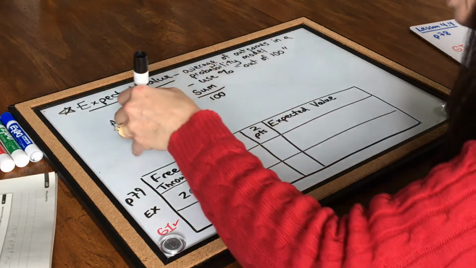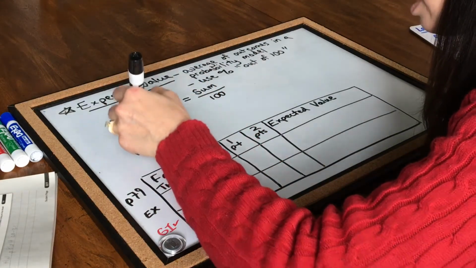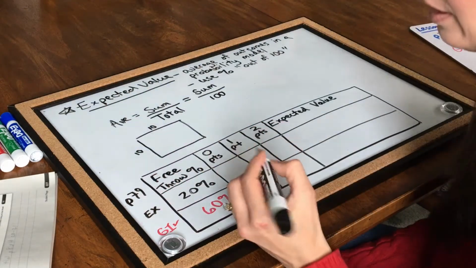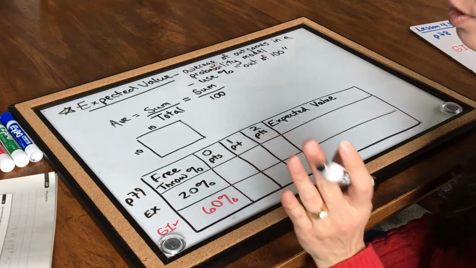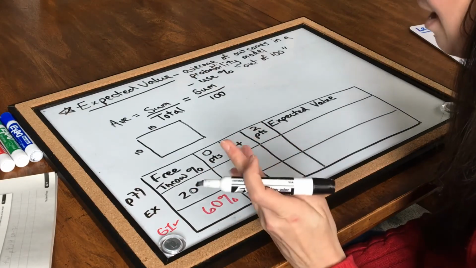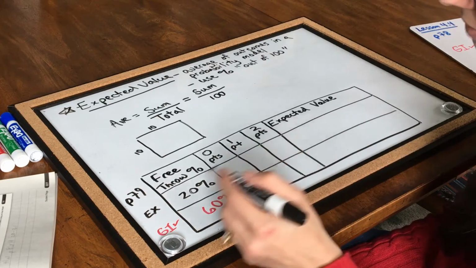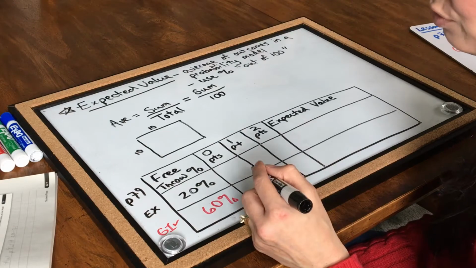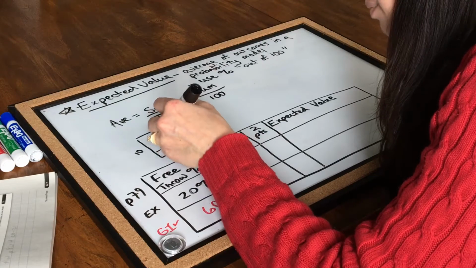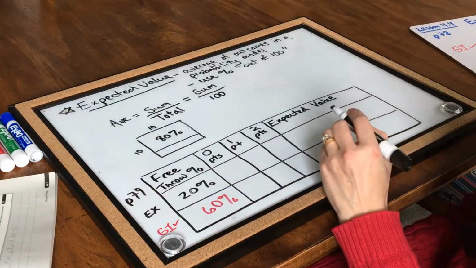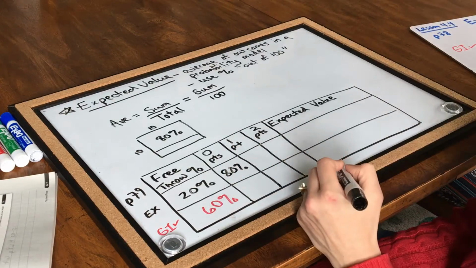I'm going to draw a basic 10 by 10 grid. If you want to draw your own 10 by 10 grid, pause the video and draw it now. If our person is a 20% free throw shooter, they're not making many free throws. In fact, they are missing 80% of the time. So 80% of the time, I could expect her to get 0 points.